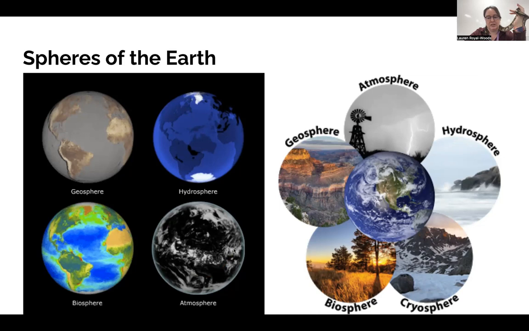Now, if you look up the spheres of the Earth online, you're going to get a whole bunch. Some people like to split out the geosphere and the lithosphere from each other. There is a difference that geologists love, and biologists are like, that's nice. And some people split out all the frozen water, which is the cryosphere.